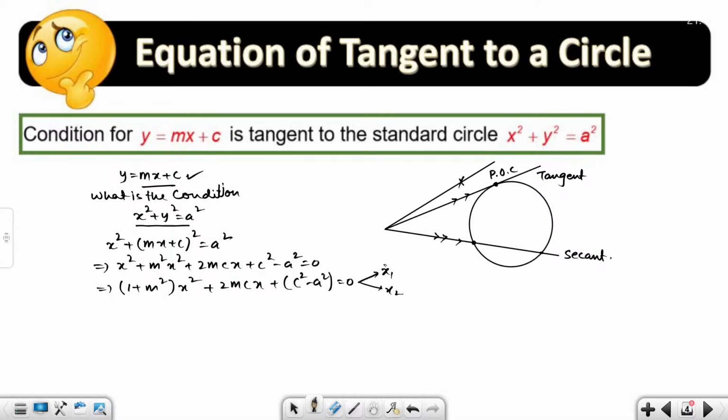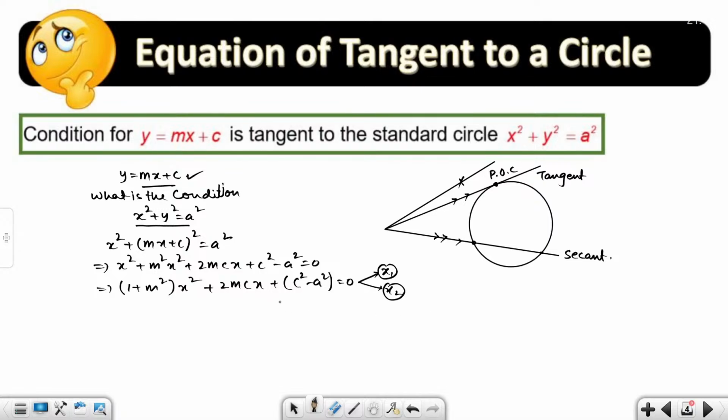That is, we are not going to get x1 and x2 differently. We are going to have equal values of x because it is touching the curve at only one point. So only one value of x you must get. That is, the roots of this equation must be equal. Are you getting my point? The roots of this equation must be equal, because if the roots are equal, then you find one value of x. Why? Because the line is touching the circle at only one point.